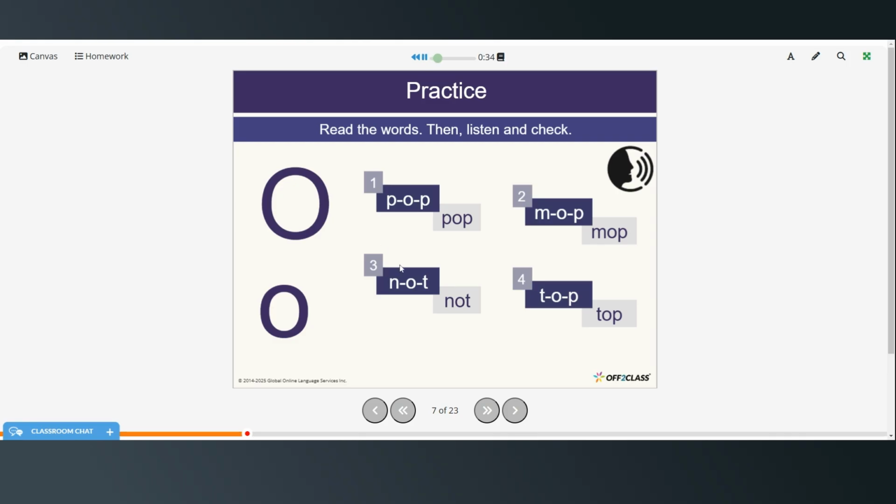P, O, P, pop. M, O, P, mop. N, O, T, not. T, O, P, top.